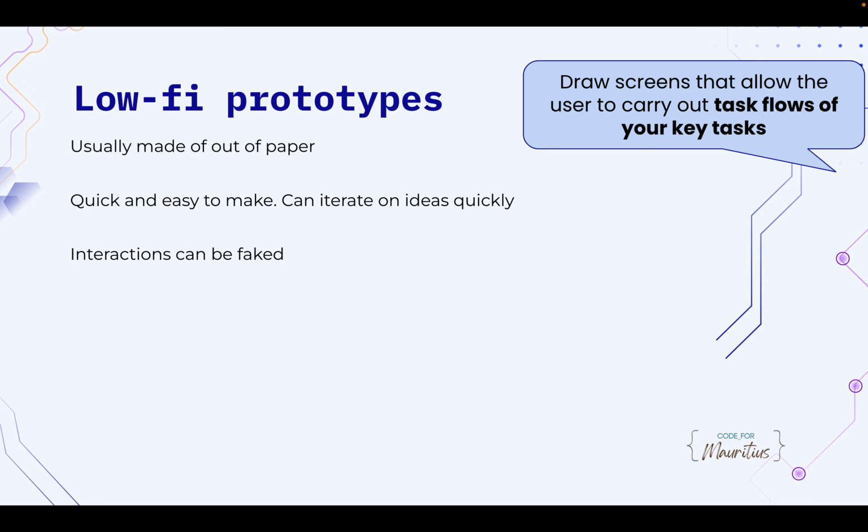And here, what you want to do is draw screens that allow the user to carry out the task flows of your key tasks. Just remember, when you did the ideation step, you thought out your key tasks, and for each key task, you drew a task flow. The reason you want to draw the screens of these task flows now is that you want the user to go through each screen for each one of the task flows.